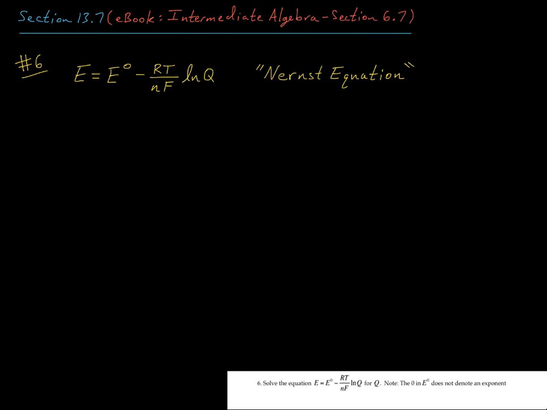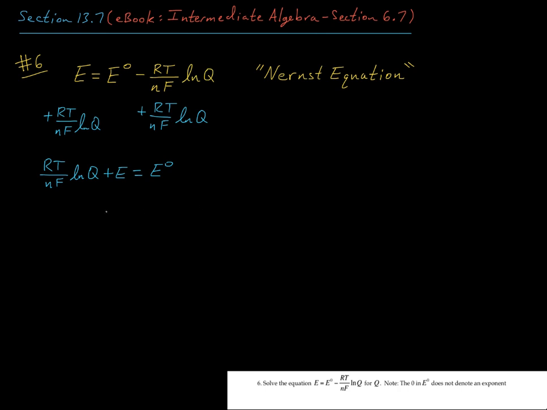All right, so to solve for Q, let's first isolate the natural log of Q. So to begin, I'll just move this quantity RT over NF times the natural log of Q over to the left by just adding it to both sides. So that's going to give us RT over NF times the natural log of Q plus E, and that's going to equal what's left over, which is just this E0 quantity.